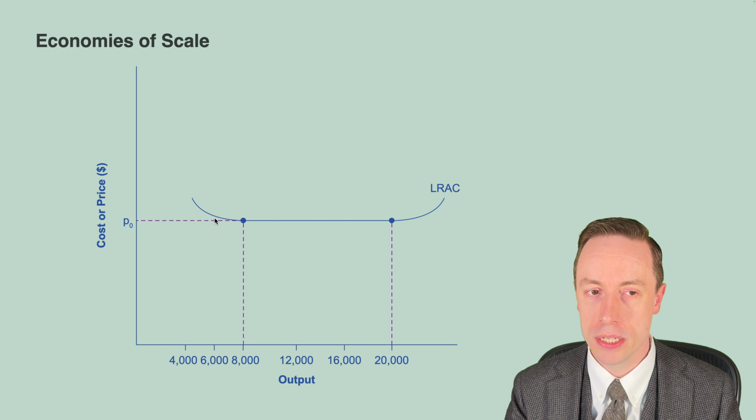That's your economies of scale section. We've got a flat middle section where you have constant returns to scale. And then eventually in most industries, companies can in fact grow too big to be efficient. And our final section here is referred to as diseconomies of scale.